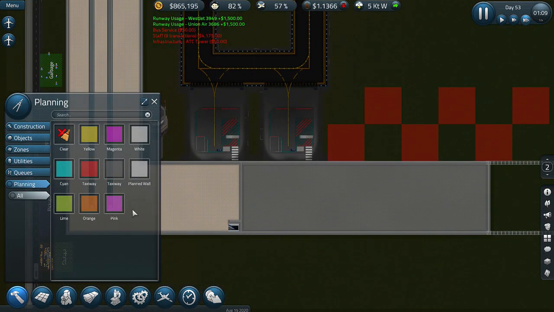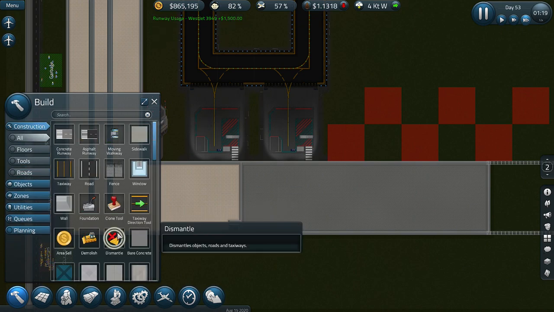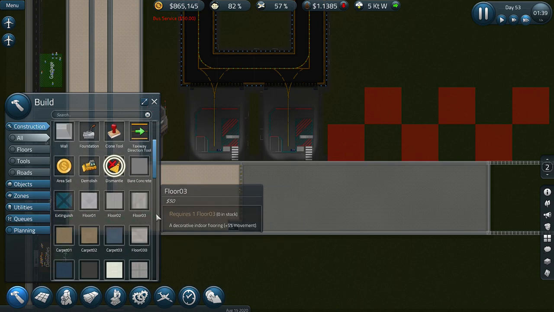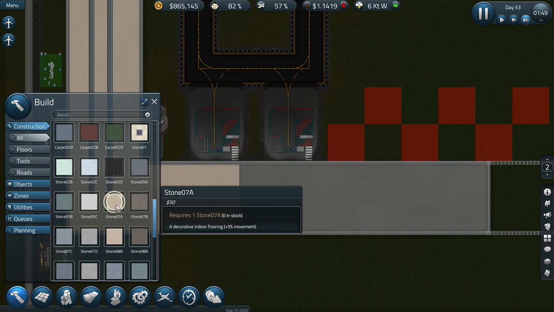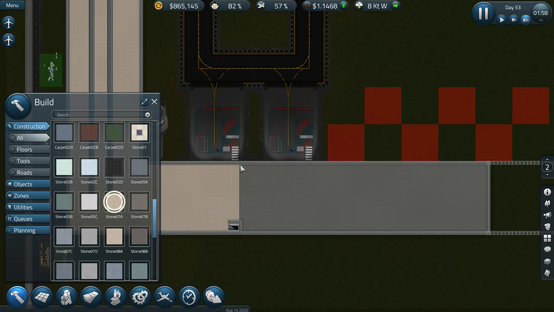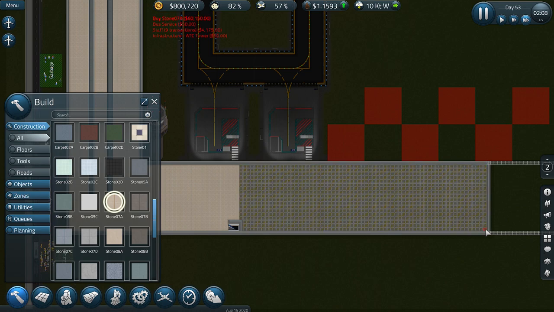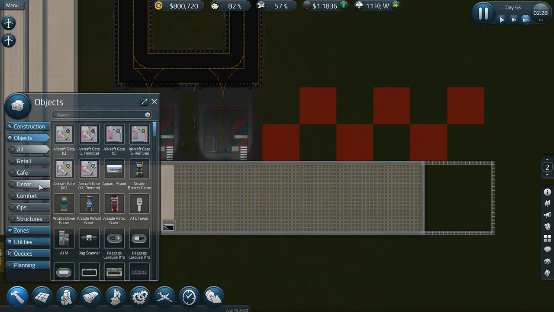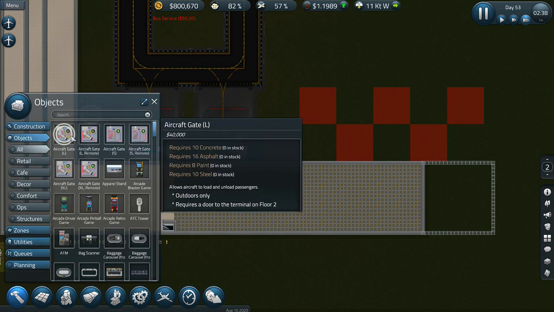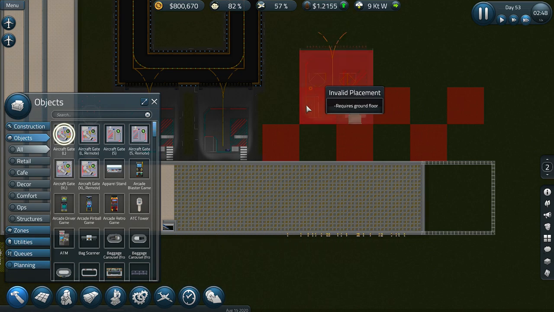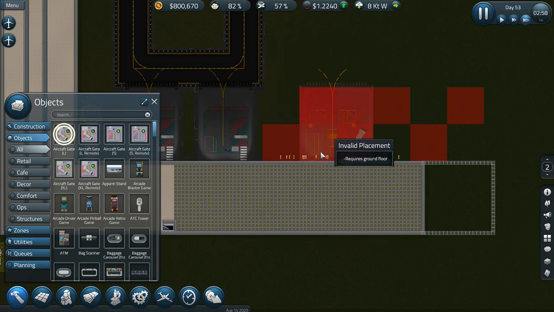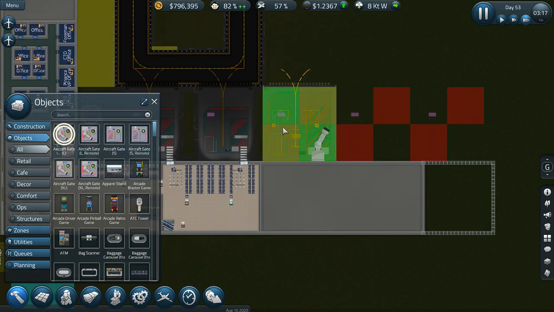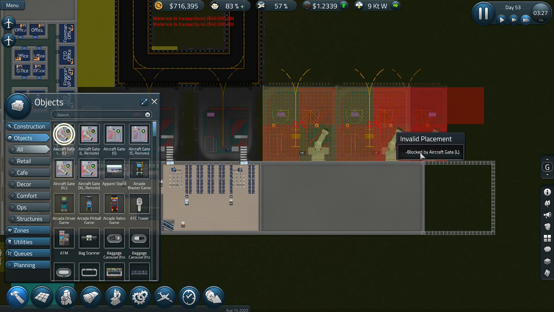So what we need to do next is we need to go into our construction and dismantle this wall. And then we need to go down to our flooring, and it is stone 7A. And we are going to throw that down and let those build. And while that's building, we can go into our objects, grab our large aircraft stand, and rotate that around. Now, you can't put anything on, as far as like stands, on the second floor. You have to go down to the ground floor. So we'll put in one and a two.